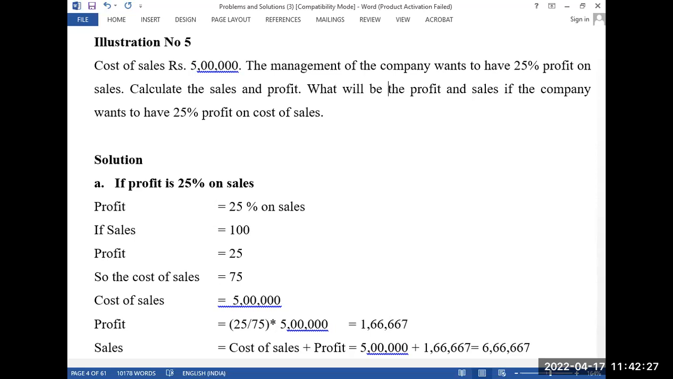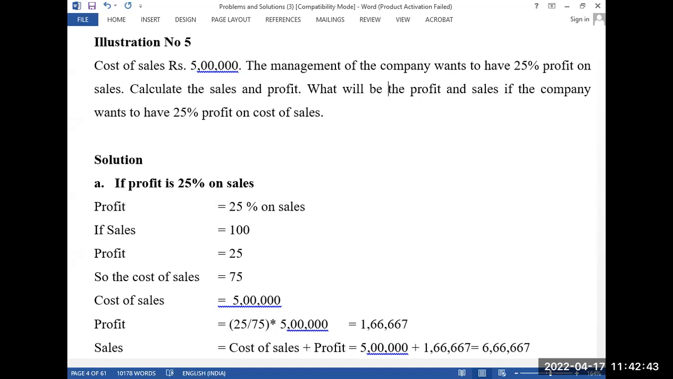Therefore, sales will be equal to 125. Cost is 100, profit is 25. So cost plus profit is equal to sales, 125.